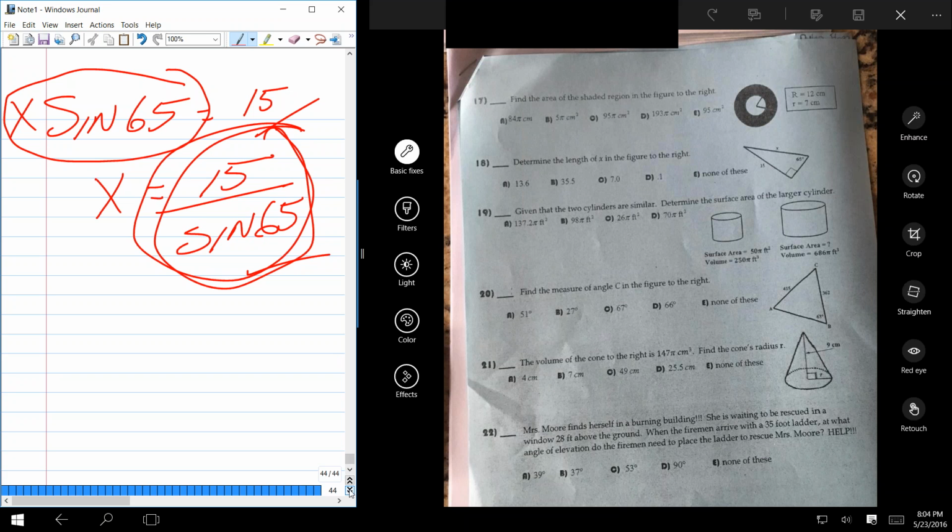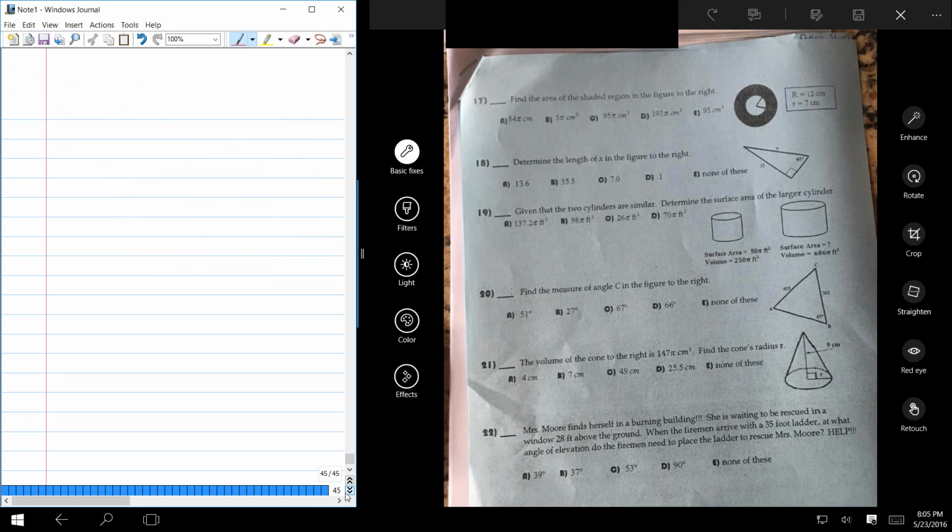Exactly. Well, let's look at 19 here. We have two similar cylinders. Determine the surface area of the larger cylinder. What ratio do they give us? They give us the surface areas and the volume of the two. Hold on, they don't give you both surface areas. What ratio do they give us?